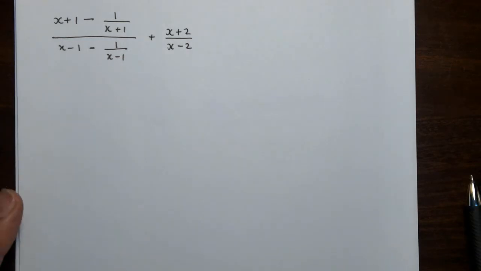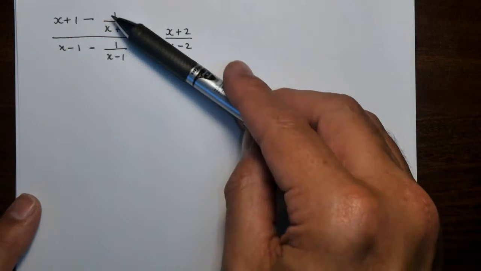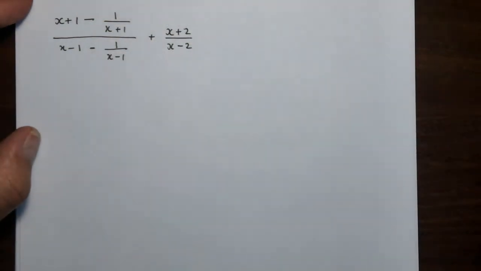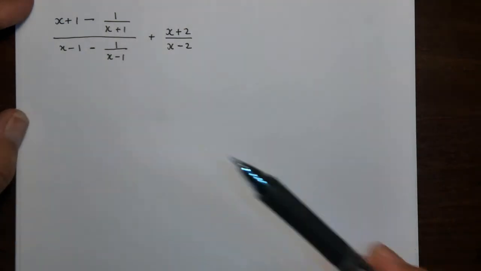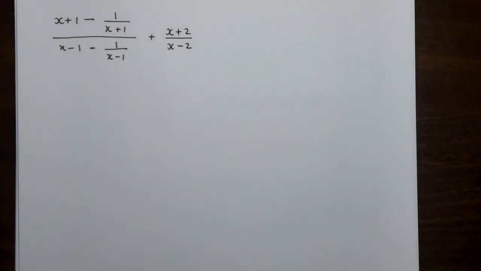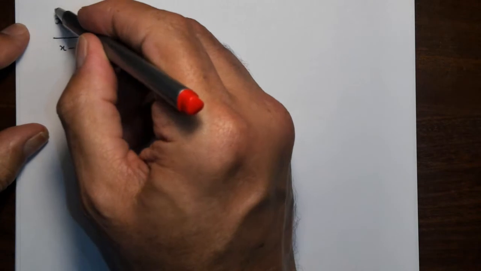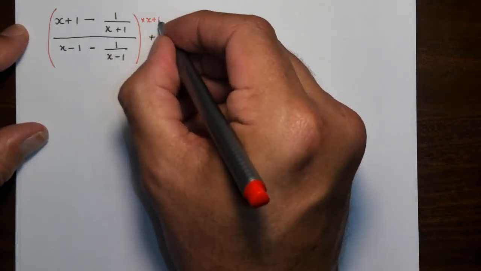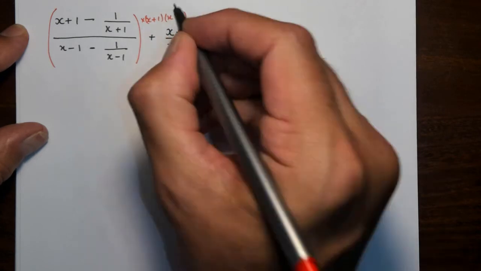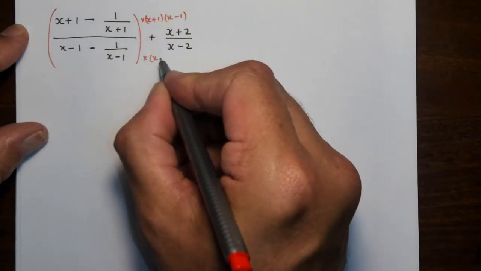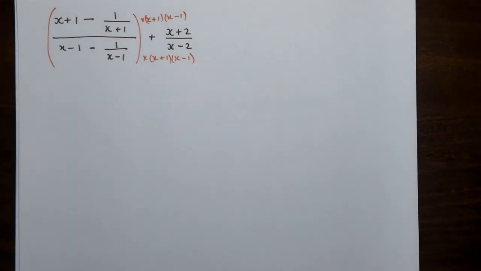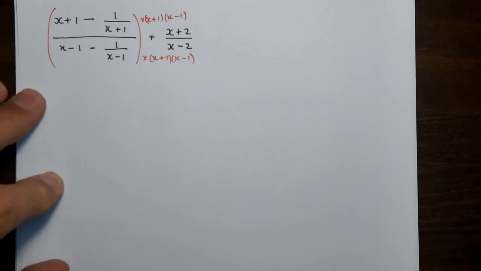Okay, so let's see. Our global LCD for this is a complex fraction, and that we're going to leave for later. The global LCD that we're going to work with is x plus 1 times x minus 1. So I take this fraction, I multiply the top with x plus 1 times x minus 1, and I multiply the denominator with exactly the same thing. Okay, and this is just going to tag along.